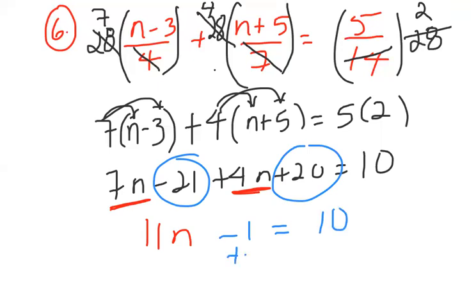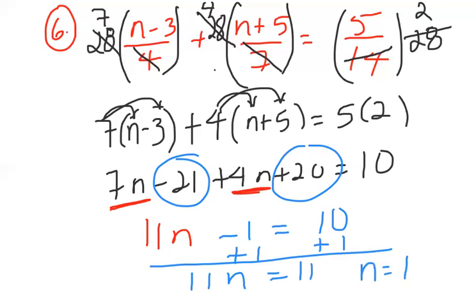Now add 1 to both sides. So you get 11n is equal to 11. 11 times what gives you 11? Oh, it has to be 1, guys. And guys, that's it for solving the linear equations.